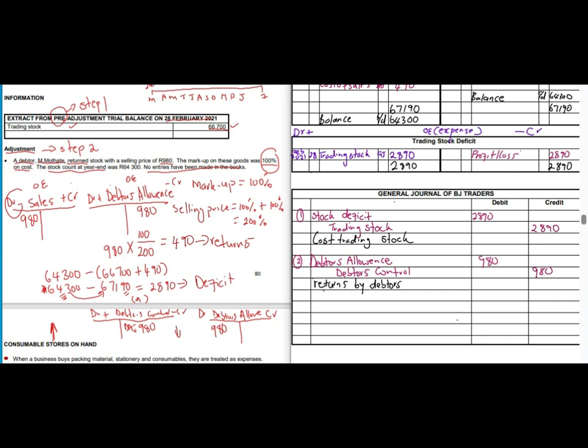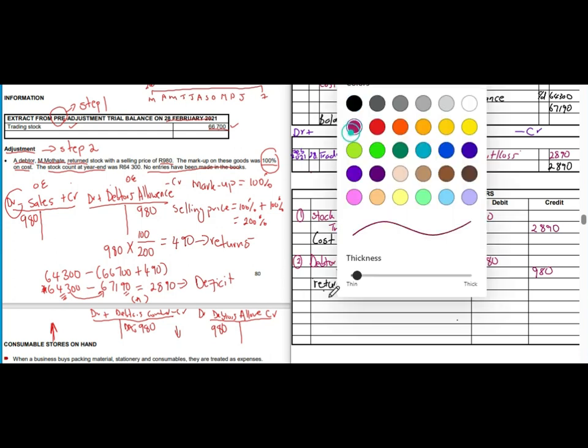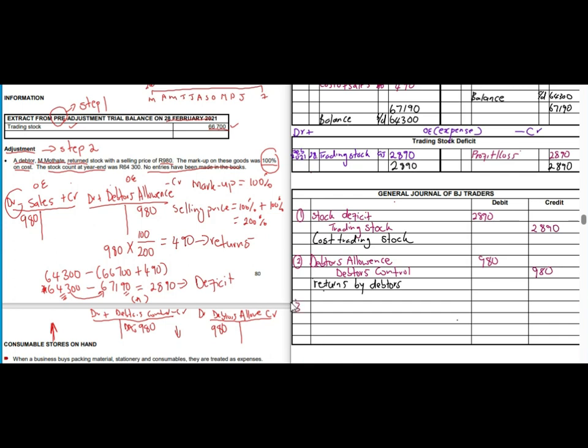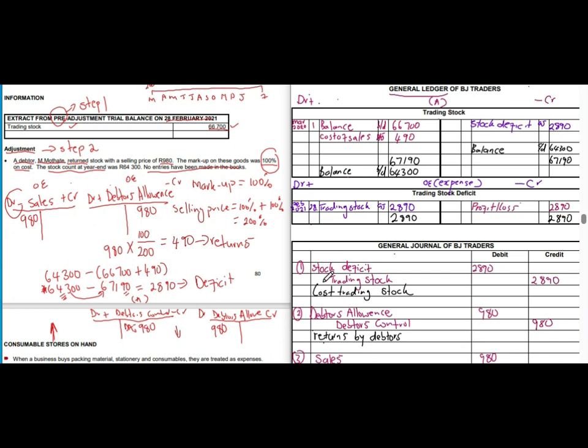And then now we can record under our general journal. And then we are going to say number 3, the account that is first debited is sales, debited with how much? 98. And then another account that is credited is debtors allowance, how much? 98. And then what is the narration? It's returns by debtors. And then guys, this is how we complete our year-end adjustment, the general ledger, and also the general journal.